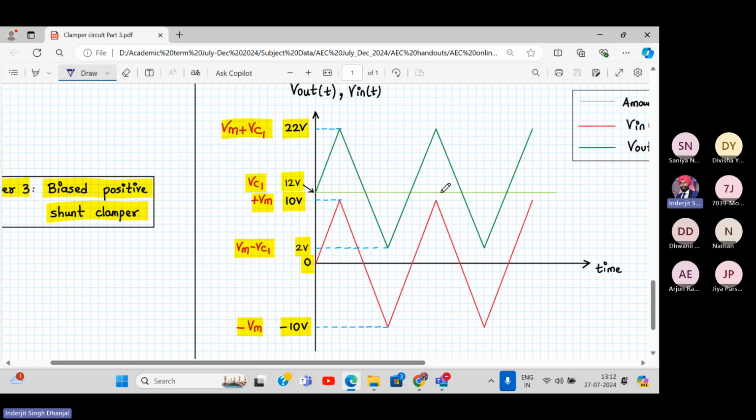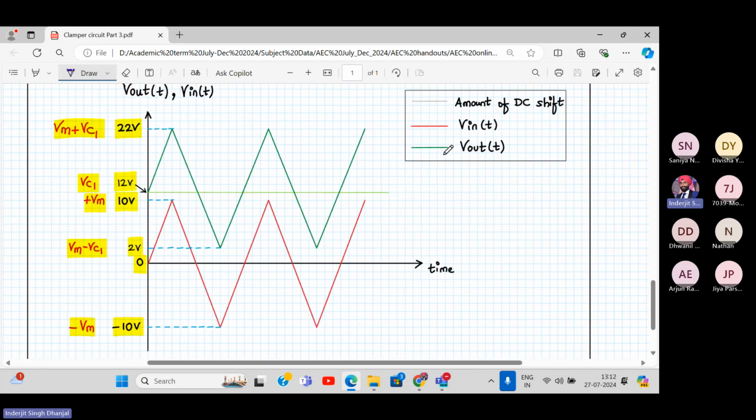So this is called a biased clamper. Why? Because you have connected a battery. And since it is shifting the waveform above, it is called a biased positive shunt clamper. All right.